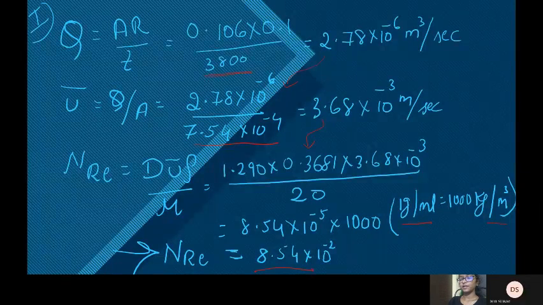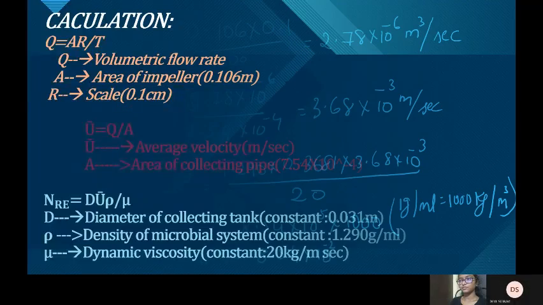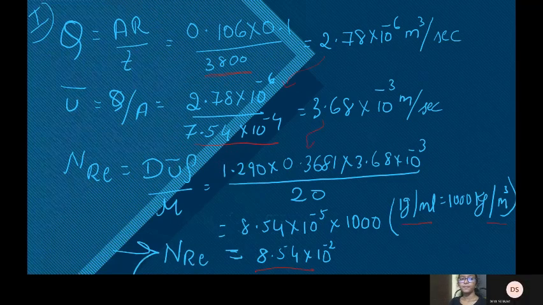Area of the impeller, area of the collecting pipe can be calculated by using this formula: A equal to pi by 4 d square. Here d varies from device to device, and d is the diameter of the collecting pump. And here this area can be calculated by using this formula: pi by 4 d square. Here d means the diameter of the impeller.